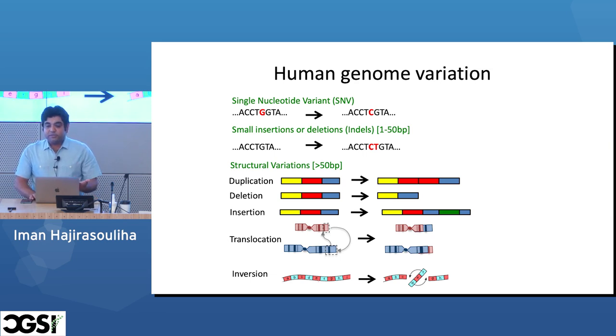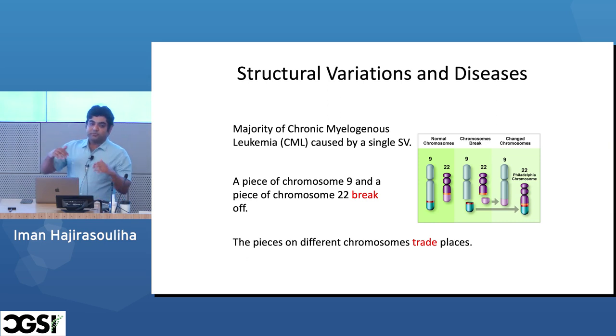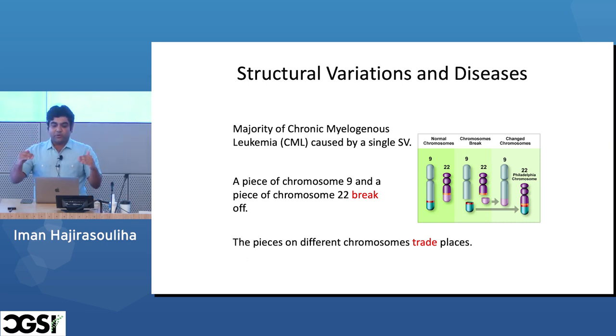And a structural variation actually can cause diseases. So there is this famous example of the Philadelphia chromosome. This is a large scale translocation between chromosome 9 and 22. And as you can see on this figure, the chromosomes break at these locations. We call them breakpoints. They trade these segments. And this causes a gene fusion, which is causing a majority of CML, a form of leukemia. And you can also see it in other forms of leukemia as well. So a single SV can cause this severe effect.